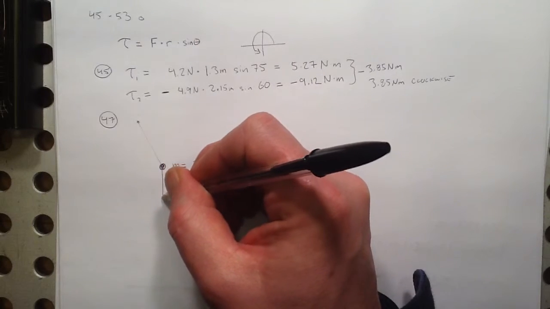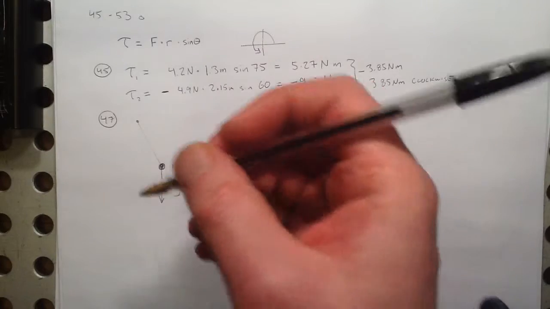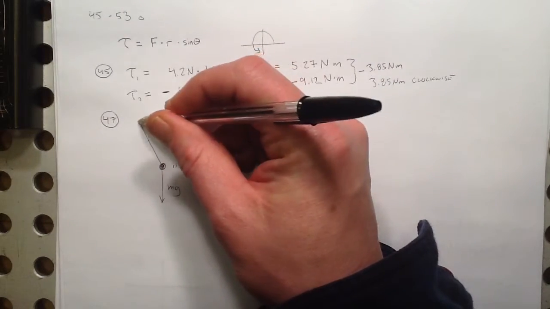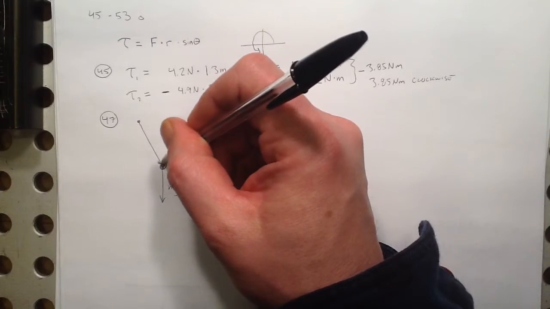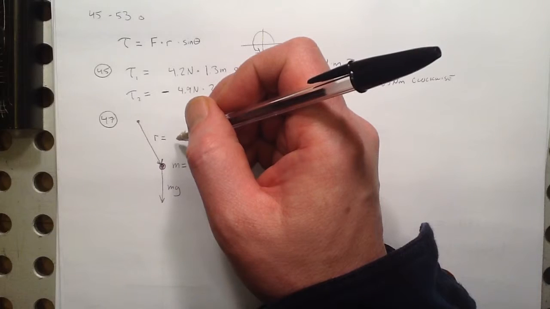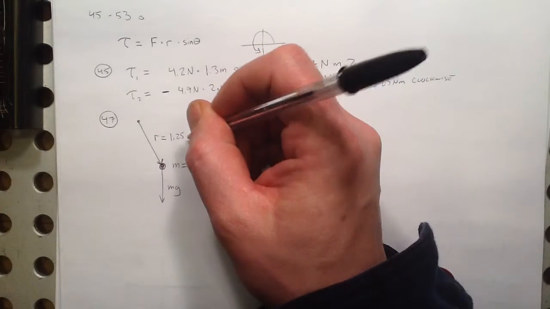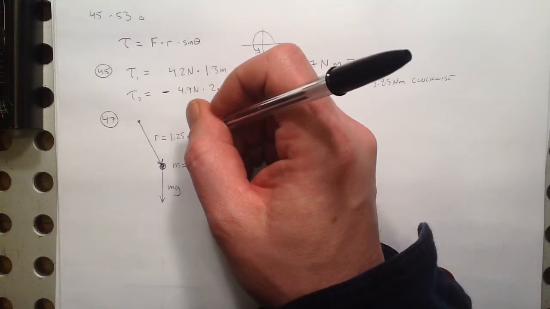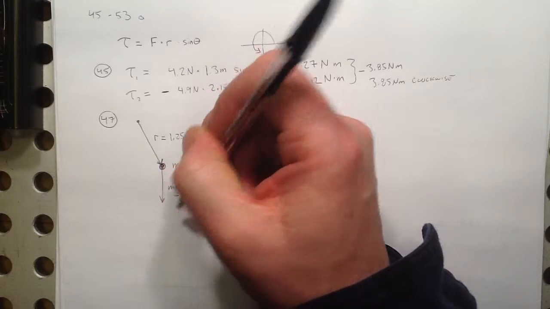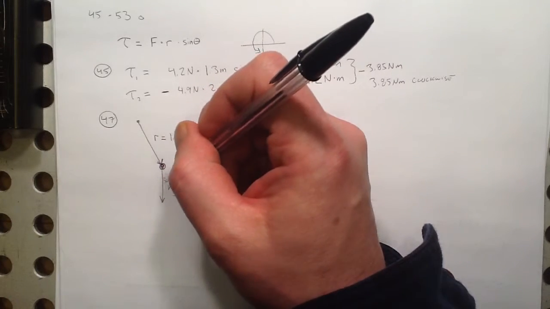The gravitational force, of course, would be straight down, just mg, and the radius is this, right? That's the pivot, so this is the radius. The r is the distance from the pivot. That r is 1.25 meters. And if you imagine those two things as the hands of a clock, that would be here. The angle between them is 30 degrees.